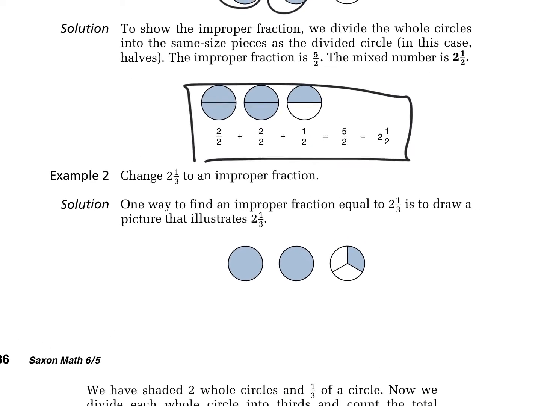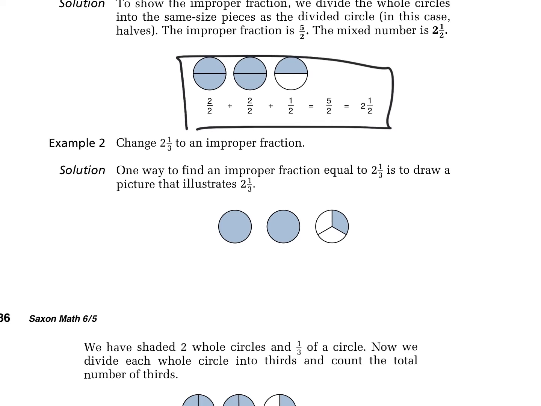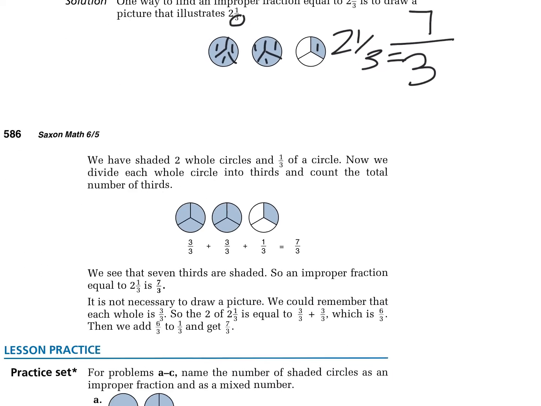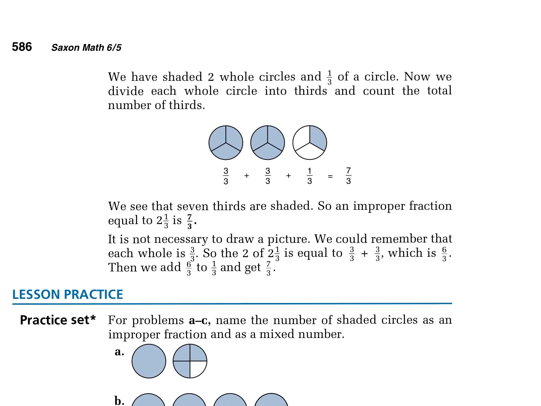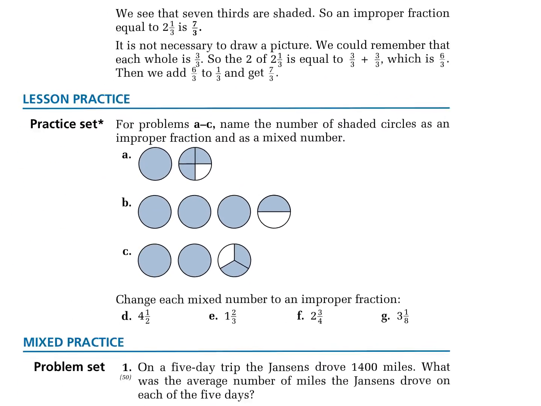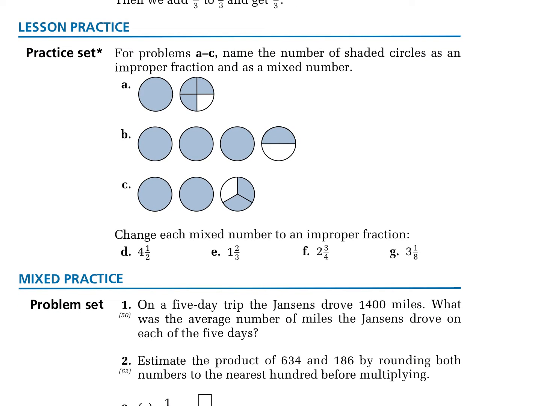Now we're going to change 2 and 1/3 to an improper fraction. One way we can do it is by drawing our pictures. We're going to divide these into thirds because that's what our denominator is. So I know my denominator for the improper fraction is going to be thirds. Now we need to count how many thirds we have: 1, 2, 3, 4, 5, 6, 7. So 2 and 1/3 is equivalent to 7 thirds. And there it is right there. I want you to try A through G and then come back and I will walk through each question.